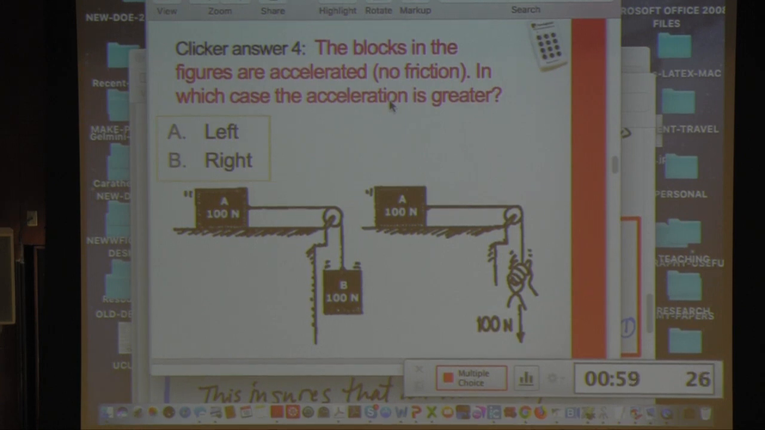Come on, vote. 30 more people need to vote. Think of mass and acceleration and force. This is a second law question. It's not equilibrium, it's a second law. Net force equals mass times acceleration.